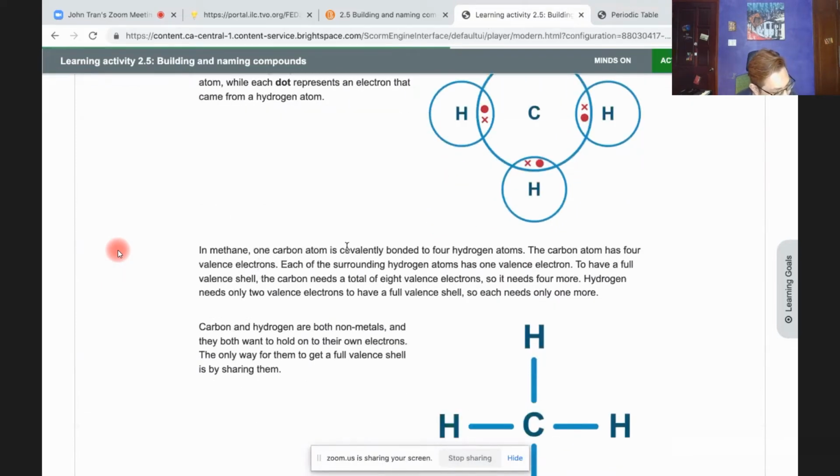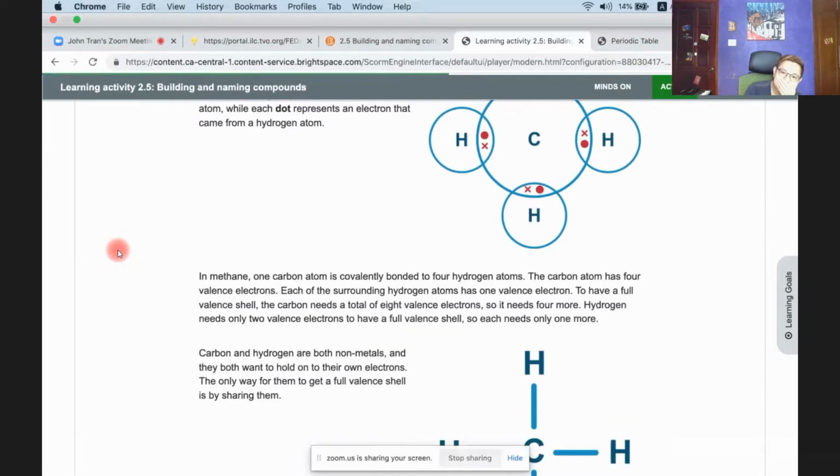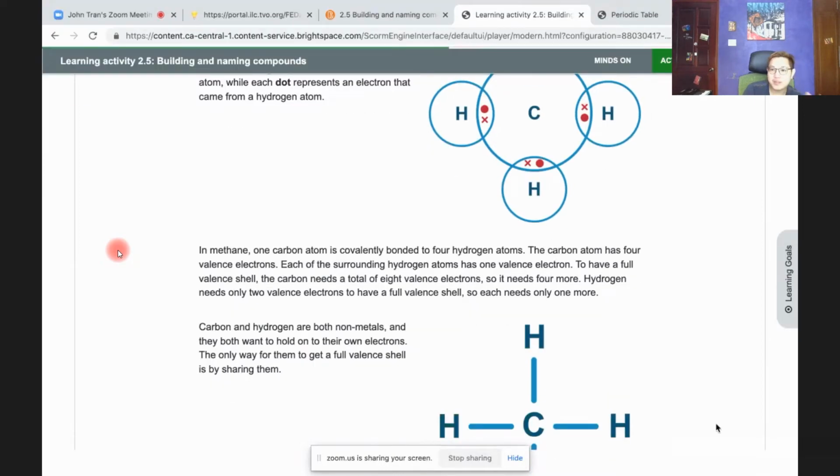In methane, one carbon atom is bonded to four hydrogen atoms. The carbon atom has four valence electrons. Each of the surrounding hydrogen atoms has one valence electron. So hydrogen will become 2, and 2 is stable. And for the carbon, it becomes 8 now, so it's stable too, right? So it's a win-win situation for both to form CH4.